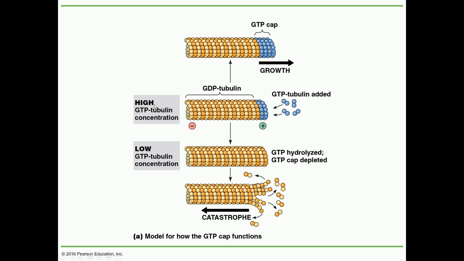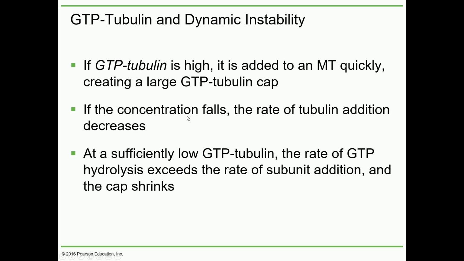So if there is a high concentration of GTP tubulin, then the GTP tubulins will be added on this side. And in the conditions when the GTP tubulin concentration becomes low, then the GTP will be hydrolyzed on this side, and the GTP cap will be depleted. So if the GTP tubulin is high, as I said, it is added to a microtubule quickly, creating a large GTP tubulin cap.